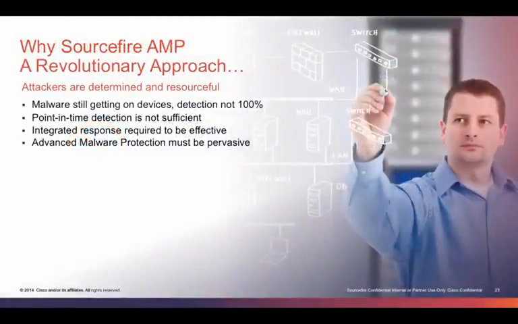So why is this so revolutionary? Why is this so special? We know that malware is still getting through. We know that the attacker is resourceful, and we know that those point-in-time detections that are solely focused on detection are failing. Even the new ones. If we're going to be successful, we need an integrated response across the entire attack continuum, but also across the entire network. So your advanced malware protection needs to be pervasive in order to have that visibility and be able to have that control.